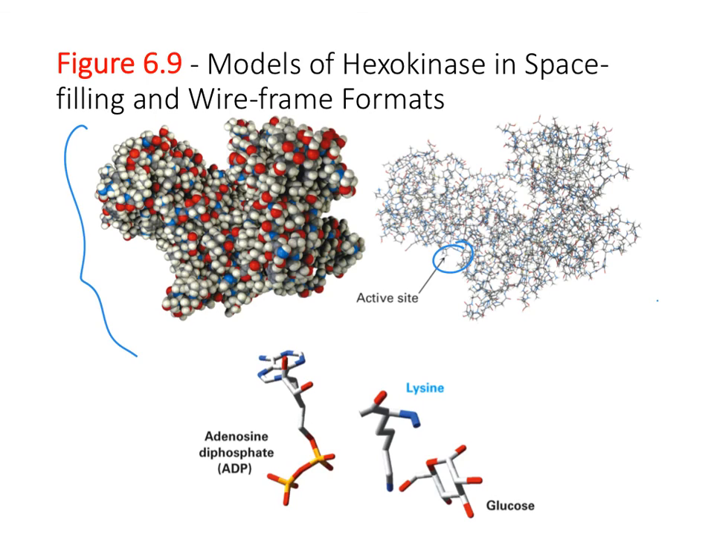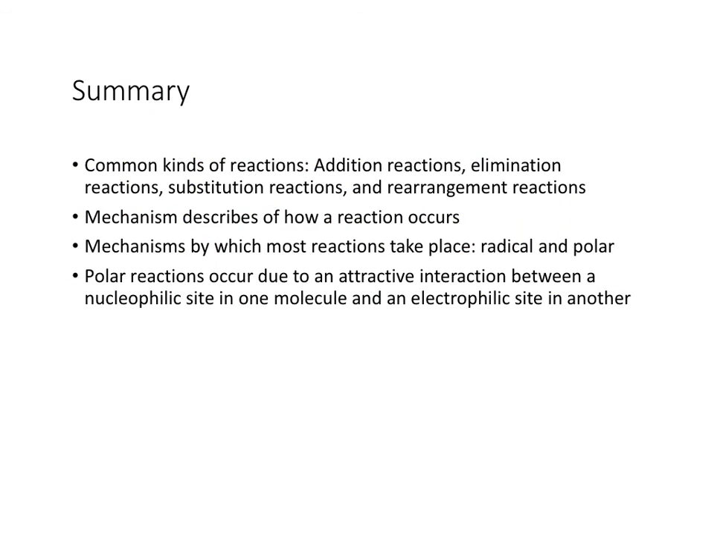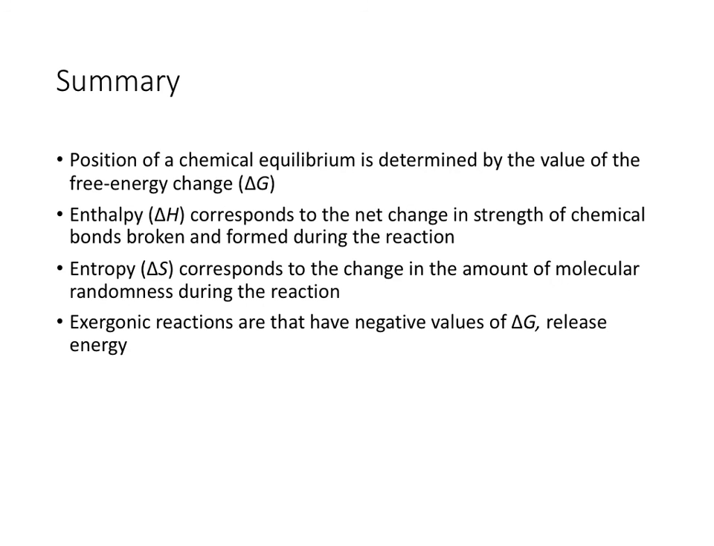transformed into glucose 6-phosphate. So in summary, the four types of reactions are addition, elimination, substitution, and rearrangement. A mechanism describes how a reaction occurs, and the mechanisms by which most reactions take place are either radical or polar. And polar reactions are the ones we're going to see a lot more of in organic chemistry. And those occur between a nucleophile and an electrophile. The position of a chemical equilibrium is determined by the value of the free energy change. And enthalpy and entropy are terms that tell us whether or not something will be spontaneous.